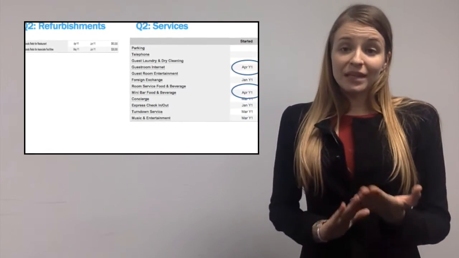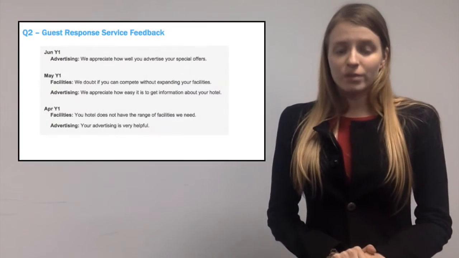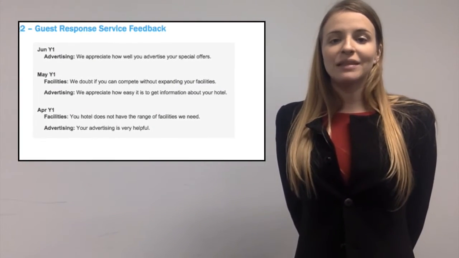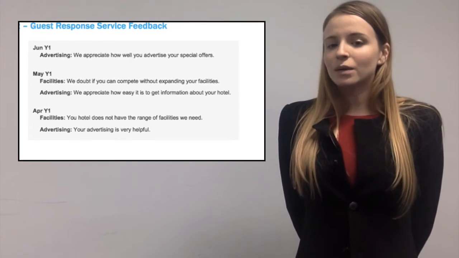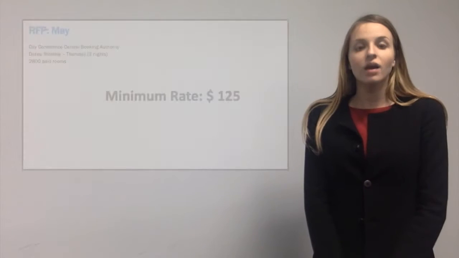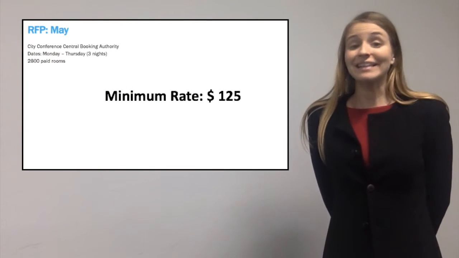Our management team believes that the travel tour investment wasn't necessary as it turned out not to be very profitable. Customer feedback was positive in terms of advertising, generating satisfied customers, yet our facilities were still not up to our customers' expectations. Our second request for proposal required 2,800 rooms.